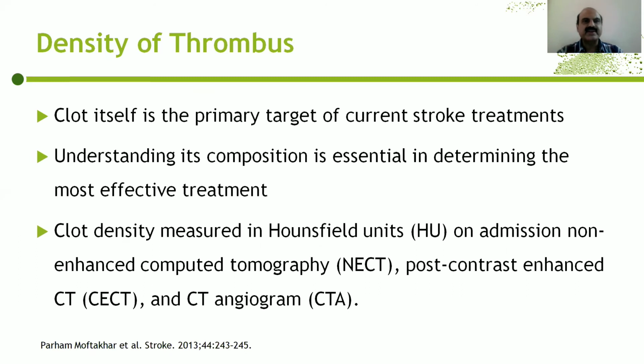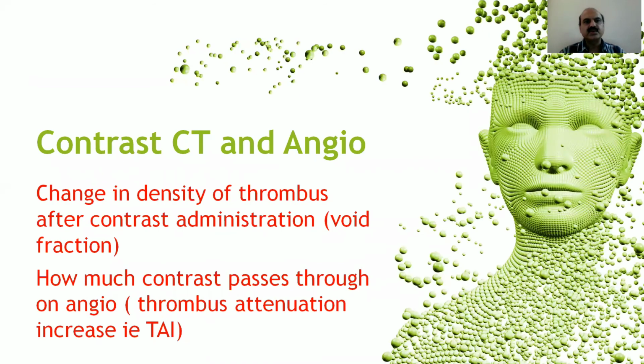The density of thrombus I have already discussed in one slide, that clot is the primary target. The more dense the clot is on non-contrast CT, the more soft it is. It is measured in Hounsfield units on admission on non-contrast CT. And then we can take help of post-contrast CT and CT angiogram to assess the permeability or perviousness of the clot. How do we do it? We study the change in density of the thrombus after contrast administration. A thrombus which is soft or pervious will become more dense because the contrast has gone inside the thrombus.